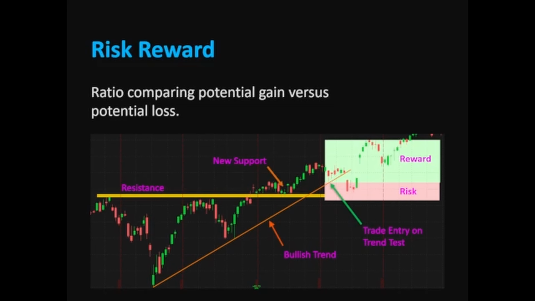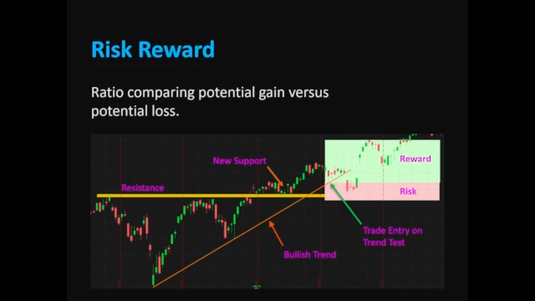Because if we're already taking a trade based on a breakout of resistance and a support of the trend line, then we want to make sure that our max risk is at least below that resistance line to ensure that we're giving the trade time to play out. As you can see, we risked a little bit to make a lot more. Notice how our risk box in red is smaller than our reward box.